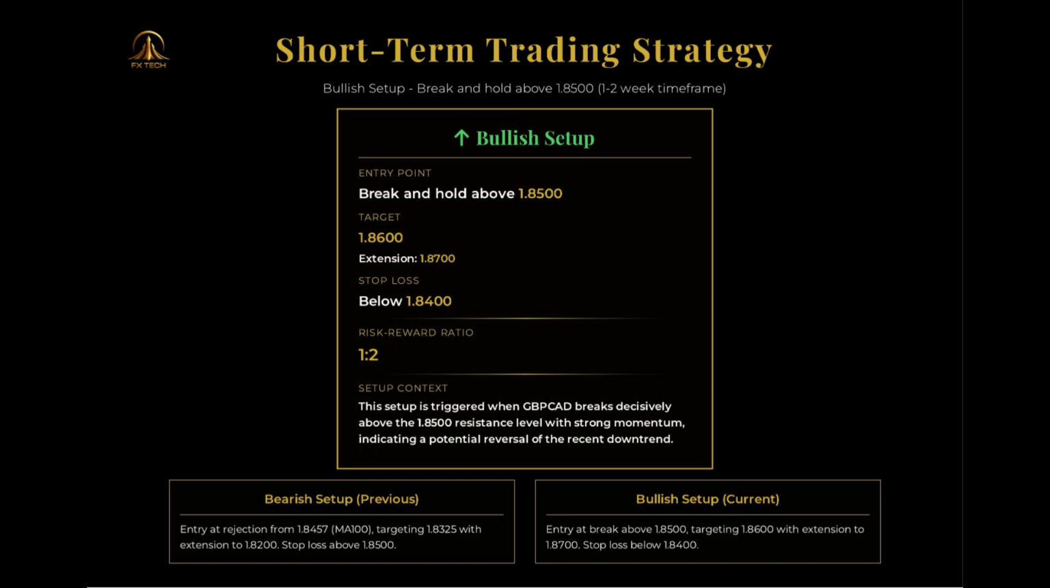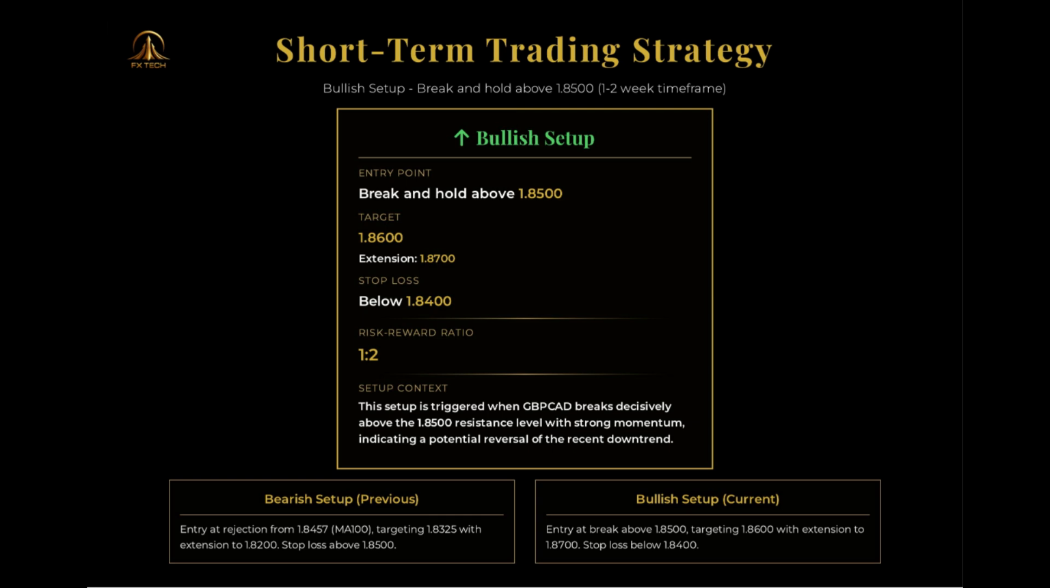The initial target for this bullish trade is 1.8600, with an extension target up to 1.8700 if buying momentum accelerates. To manage risk, place your stop loss below 1.8400, which would invalidate the bullish thesis. This setup also offers a 1 to 2 risk-reward ratio, maintaining disciplined risk management.